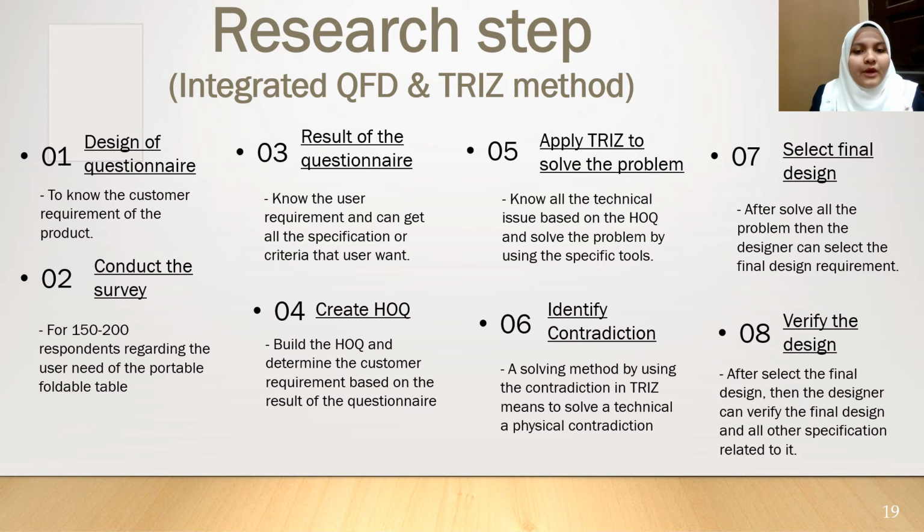The fourth one is to create the HOQ, which is the house of quality, to determine the customer requirements based on the result of the questionnaire. The fifth one is to apply TRIZ to solve the problem. Know all the technical issues based on the house of quality and solve the problem by using the specific tools. The sixth one is to identify the contradiction. A solving method using contradiction in TRIZ means solving a physical contradiction.